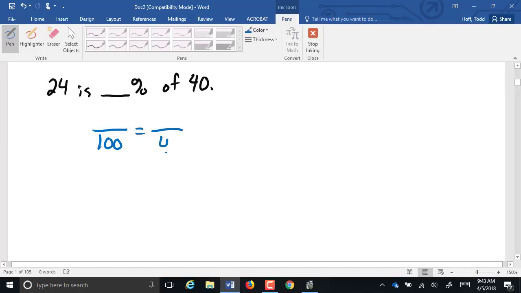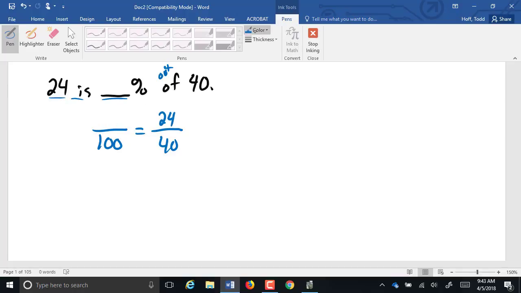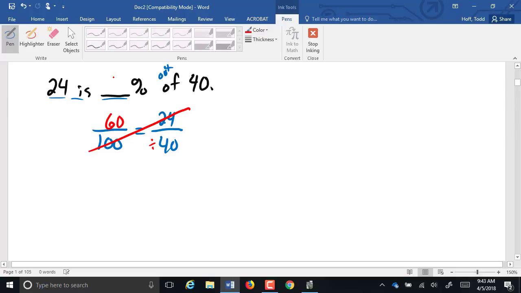40 goes on bottom, yes. Often that's easier to think of it as out of 40. 24 is blank, so the 24 goes with our missing percent. Now notice once again, the missing number's in a different spot, but it doesn't change our calculation. It's cross multiply. 100 times 24 divided by 40 gives us 60. 60 out of 100 is 60%. So 24 is 60% of 40.